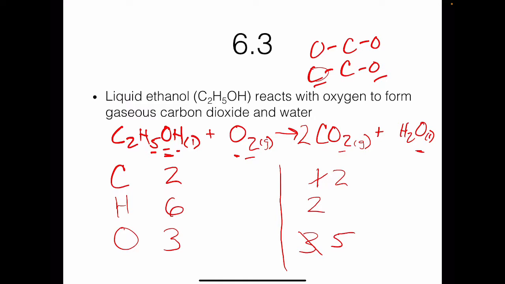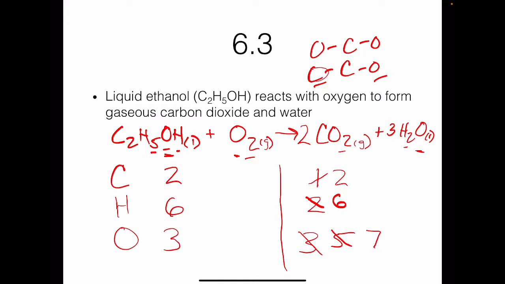I already have 2 on the right. So what times 2 is going to give me a total of 6 hydrogen? If I put a 3 in front, then that means I now have a total of 6 hydrogen. But I've changed the number of oxygen atoms on this side now. So now I have 3 from the H2O, and I have an additional 4 from the CO2. So this gives me a total number of oxygen of 7 on the right side.